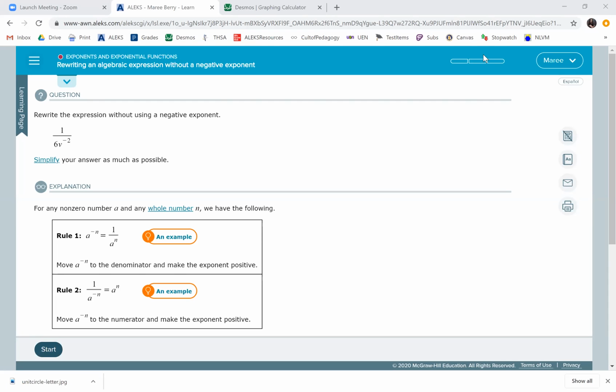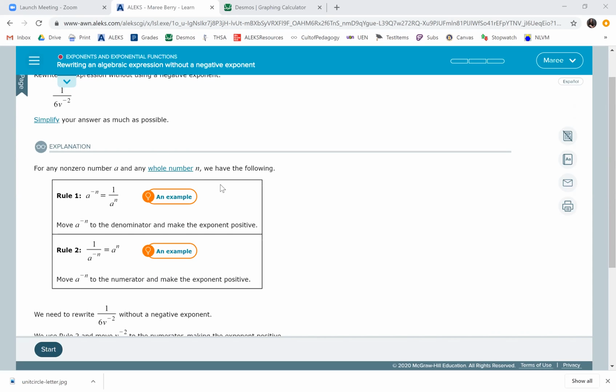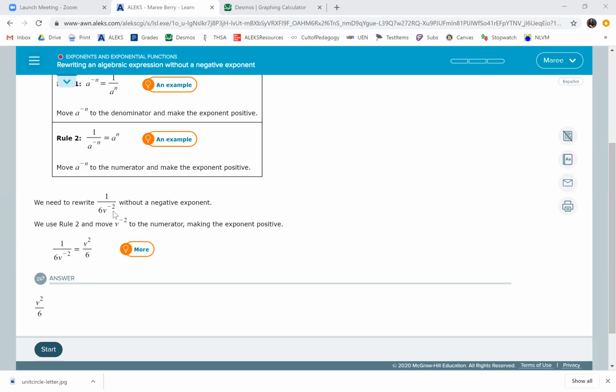So we're going to be simplifying expressions and not using a negative exponent. So when you see a negative exponent, you're going to move whatever part of the expression has a negative exponent to the opposite place of your fraction. So if it's in the denominator like this one, you're going to move it up into the numerator and make it a positive exponent. So for instance, this v to the negative 2 goes to the top, make it v squared. Now the 6 stays in the denominator because it does not have a negative exponent on it.